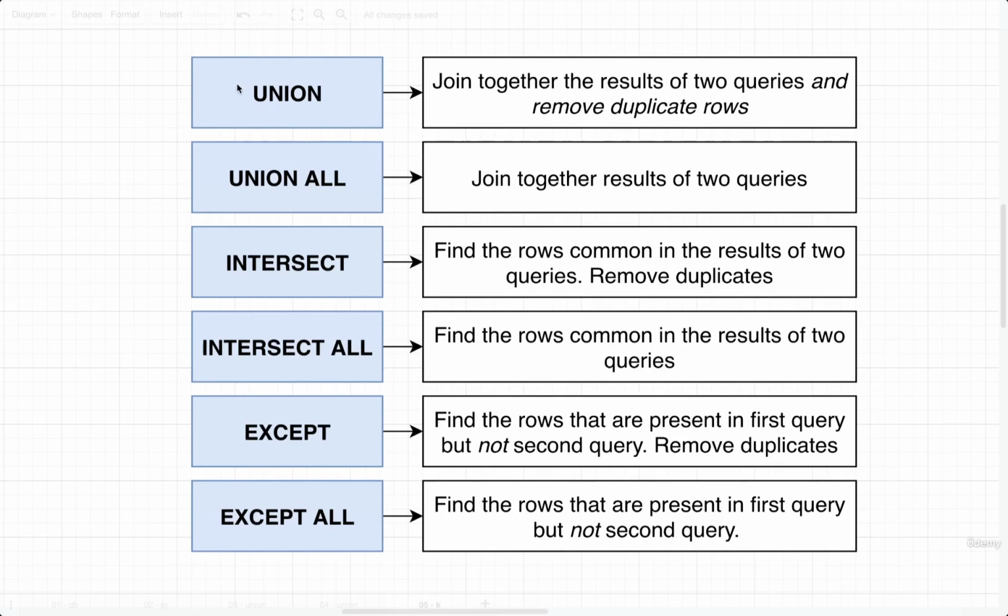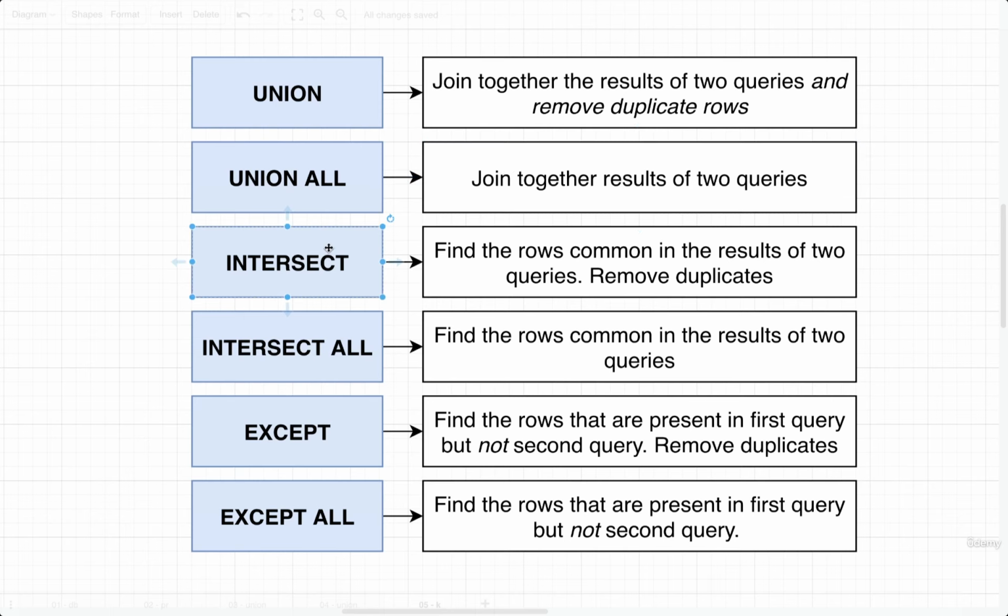Besides the union keyword, there are a couple of other keywords that we use to work with multiple sets of data. Whenever I use the term multiple sets, I'm essentially saying the result of multiple different queries. So we made use of union to join together the results of two different queries, and it also removed duplicated rows. We also took a look at union all, which also meant join together the results of two queries, but that did not remove duplicate rows.